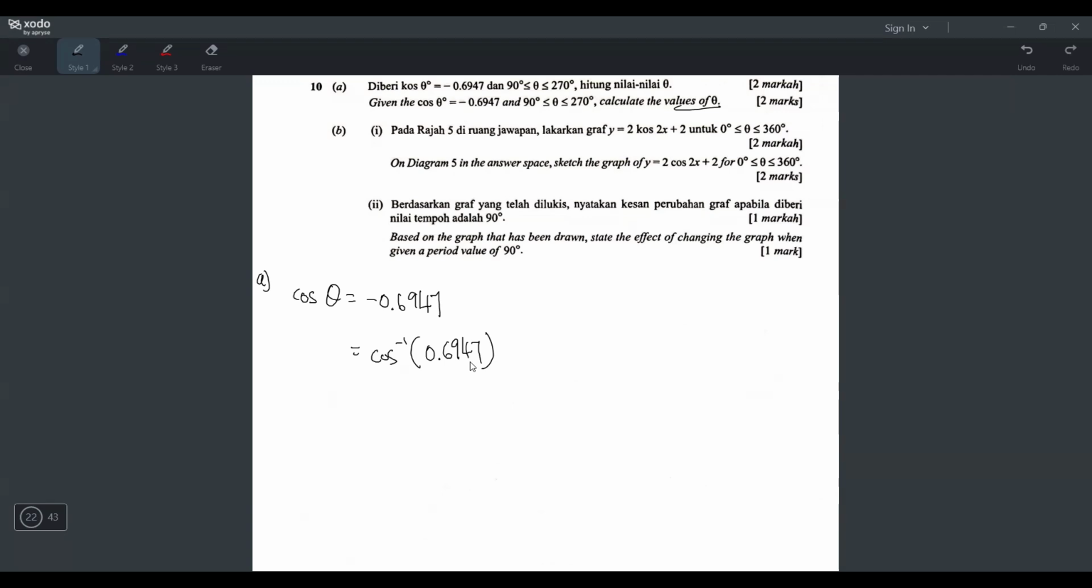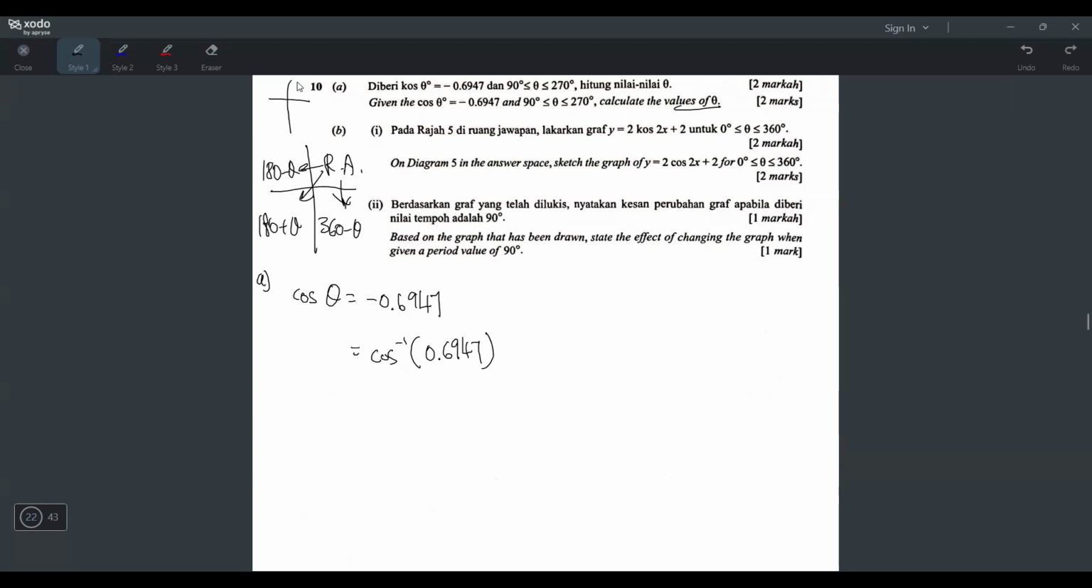Okay, so the correct way is to tekan shift cos 0.6947, dapatkan your reference angle dulu. Reference angle is sudut rujukan, or the angle in quadrant 1. After the calculator gives you an angle in quadrant 1, baru you convert to the quadrant you want, right? And the method to convert is like this. If you want quadrant 2, 180 minus. If you want quadrant 3, 180 plus. If you want quadrant 4, 360 minus. This is the method. Okay, but let's determine which quadrant I want for my final answer first.